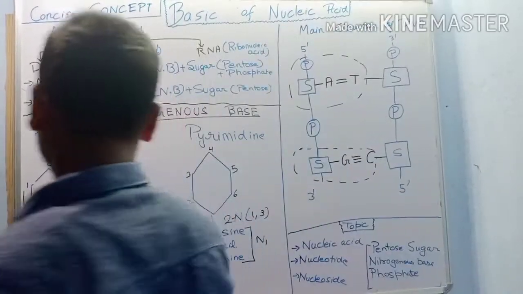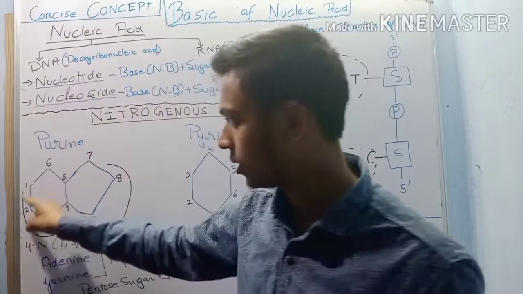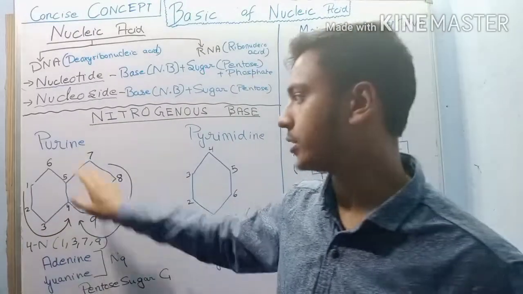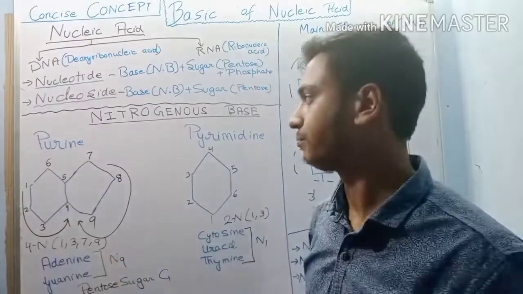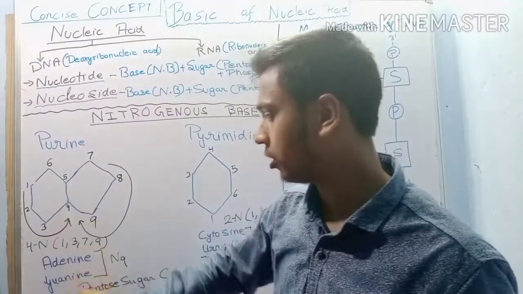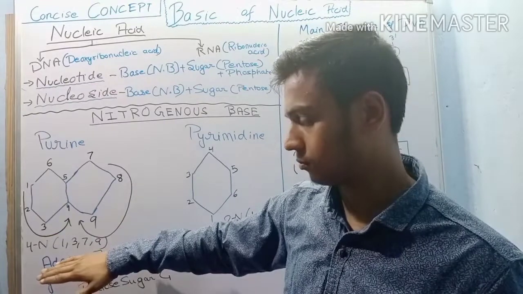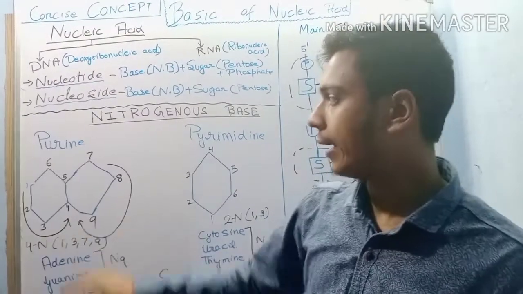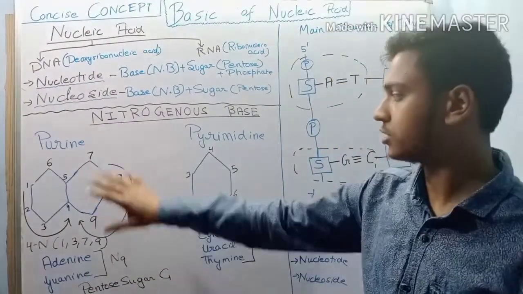This you can see here. This is clockwise direction, and this is anti-clockwise direction. So this is called bicyclic. This purine structure is present both in adenine and guanine, and you don't have to remember all these structures.